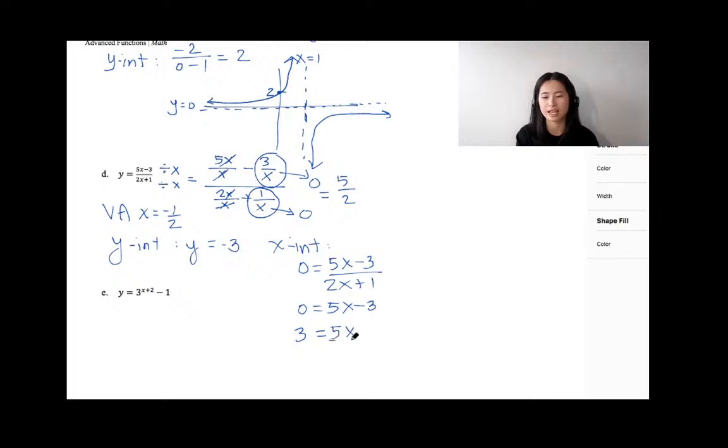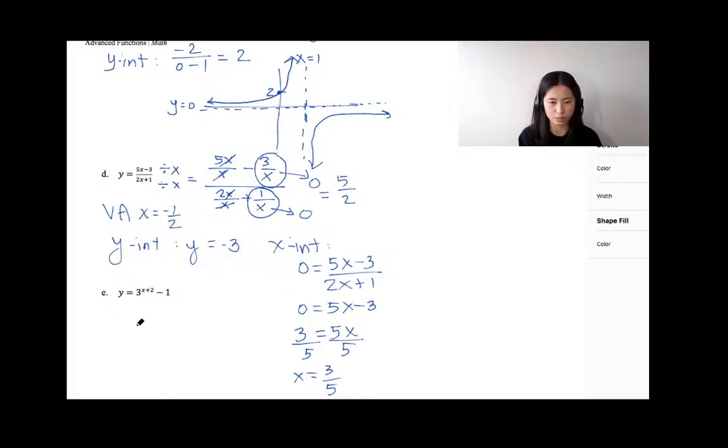Does that make sense, guys? And you're dividing this with 5, right? So x is equal to 3 over 5. Cool. So we know that our x-intercept is 3 over 5. So 3 over 5 is 0.6, right?